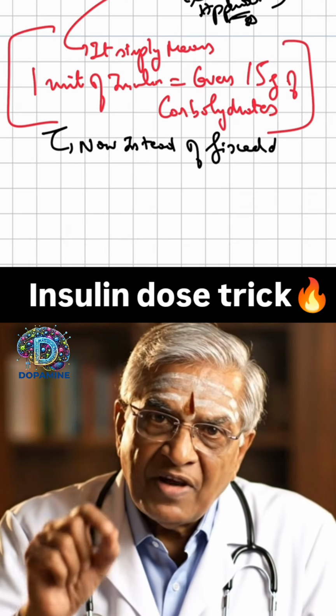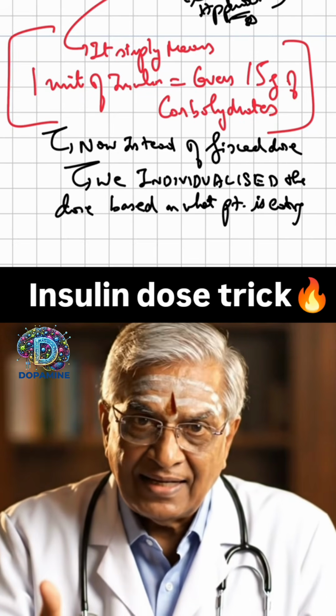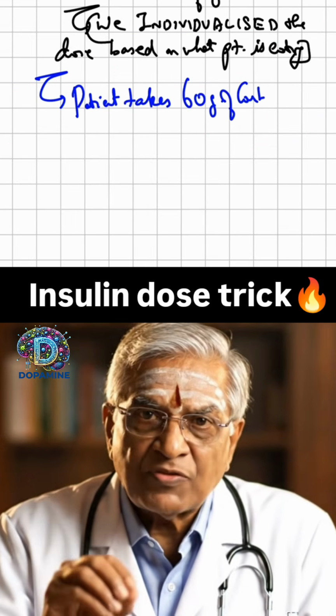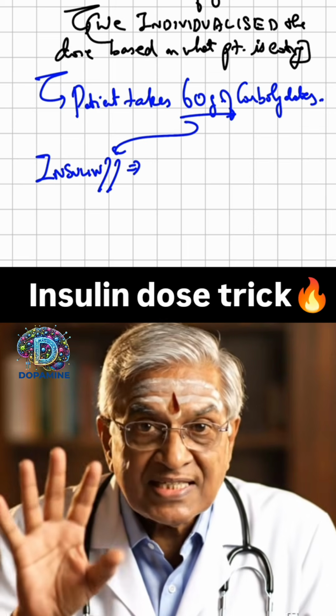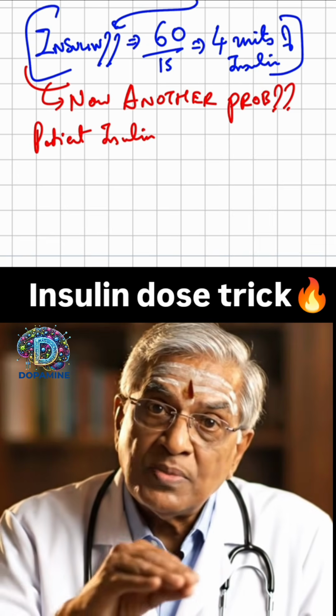Now, instead of giving the fixed 5 units, we individualize the dose based on what the patient is actually eating. If the patient is about to eat 60 grams of carbohydrates, meal insulin becomes 60 by 15, which is 4 units. Now we move to the next step because even before eating, glucose may already be high.